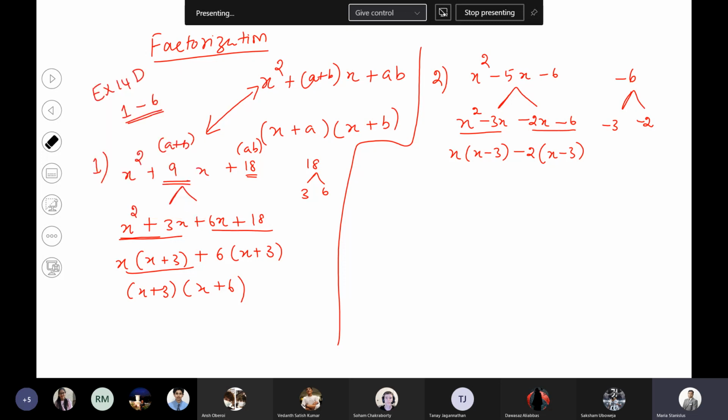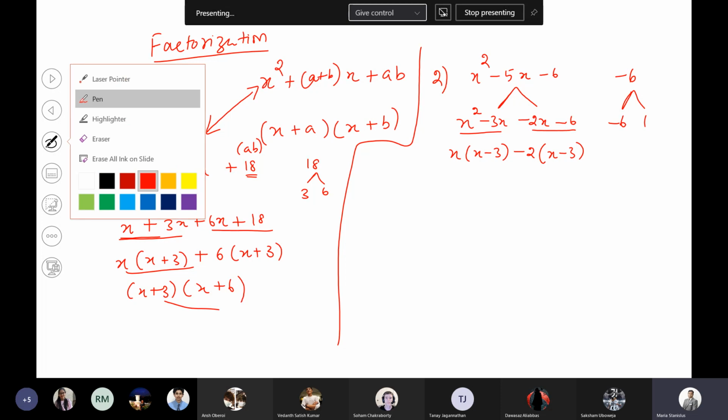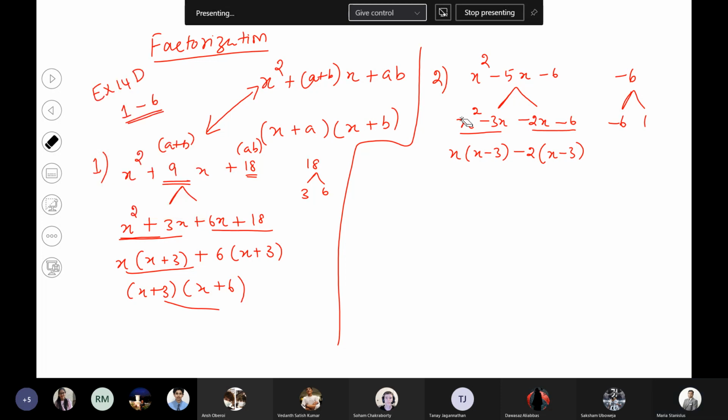One minute, it's my mistake. It has to be minus 6. I was thinking this was plus. Check the question. Is the question correct? It's minus 6. If it is minus 6, the factors would be minus 6 and plus 1. We have to be very careful.